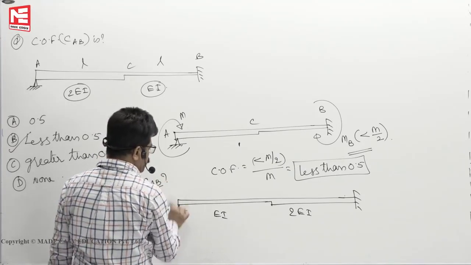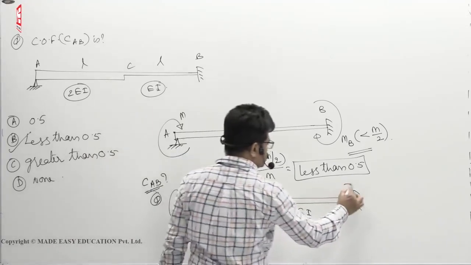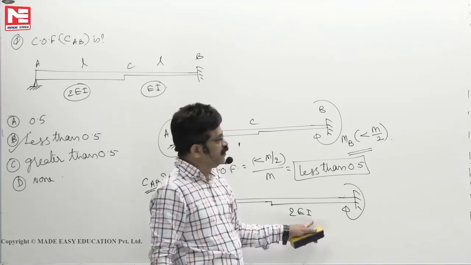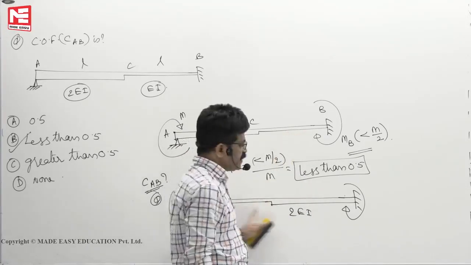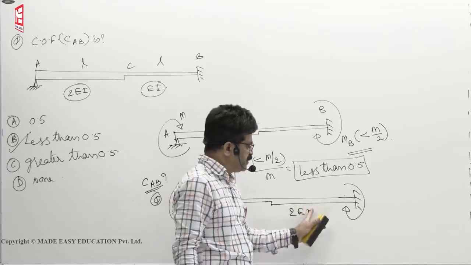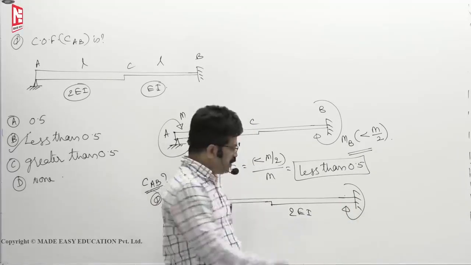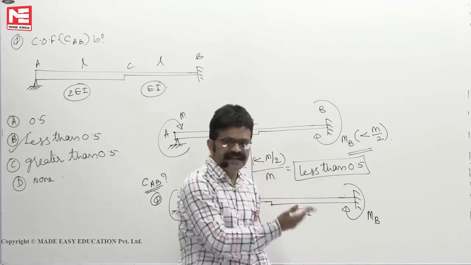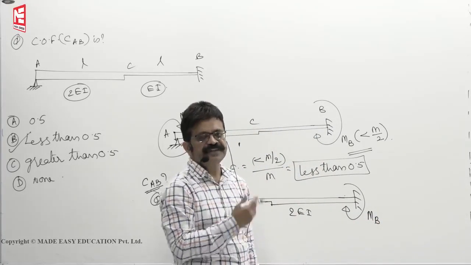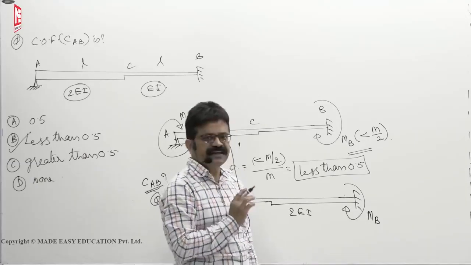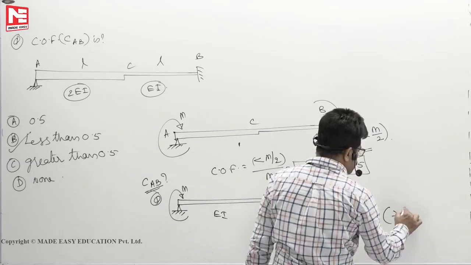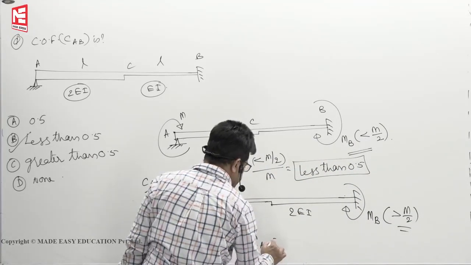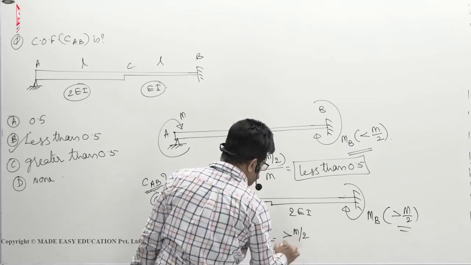Now in this case, when you apply moment M, the limiting value is 2m if it is infinity. If it is the same, it is 0.5. If it is infinity, this half, you will get 2m. In this case, now it will be how much? MB. At least we can say it is greater than m by 2. Whether it is 2m or not we cannot tell, but greater than m by 2. So the carryover factor CAB is greater than m by 2 by m.